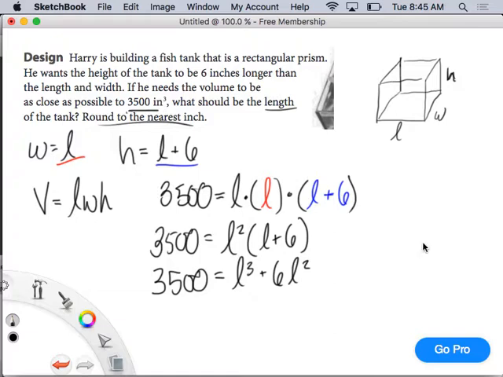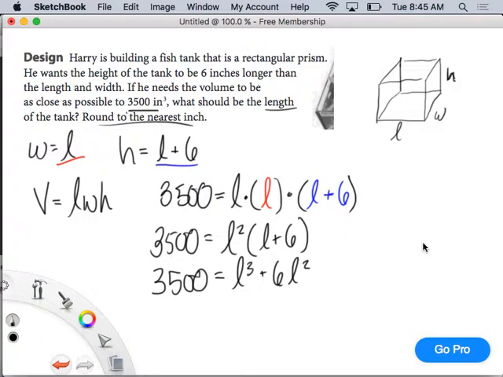Okay, and it says round to the nearest inch. Now, we can't really solve this equation for L unless we have a graphing calculator or some kind of computer or a method that we're not going to go over in this class. But we can do something else. What do you do if you're on the SAT and you have no idea how to do a question, but you have 4 multiple choice answers? Guess and check, right? Okay, so let's guess and check.